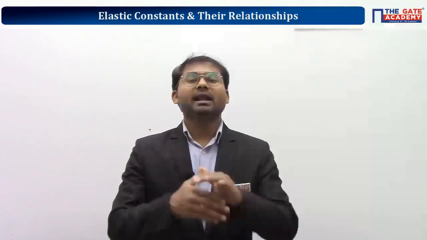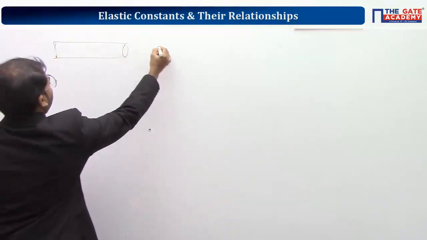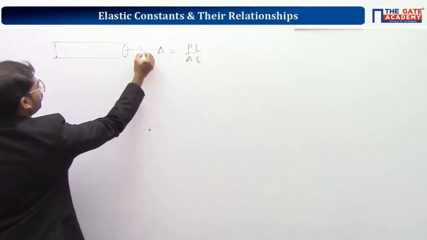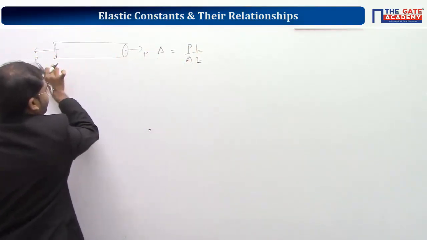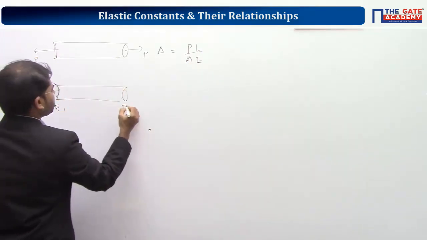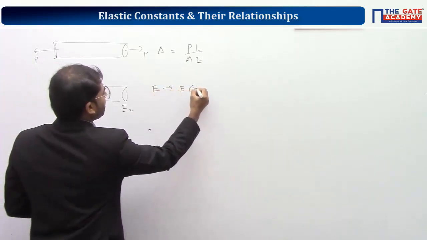But if they are asking the value of strain, let's assume they are asking for elongation, because once you know the value of elongation, you divide by the original length to get the value of strain. If they ask you for the value of elongation, you would be going with the formula delta is equal to PL by AE in the case where throughout the length, area and Young's modulus are the same. If you have a scenario where throughout the length, Young's modulus is going on varying, let's assume Young's modulus is varying according to the function E of x.